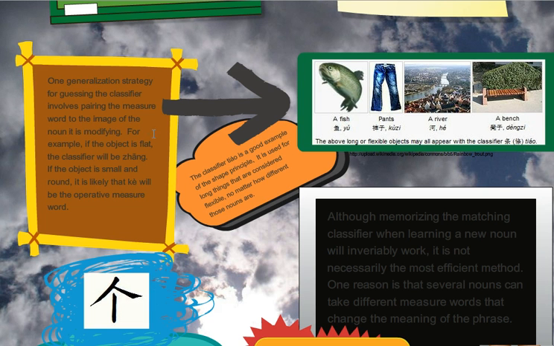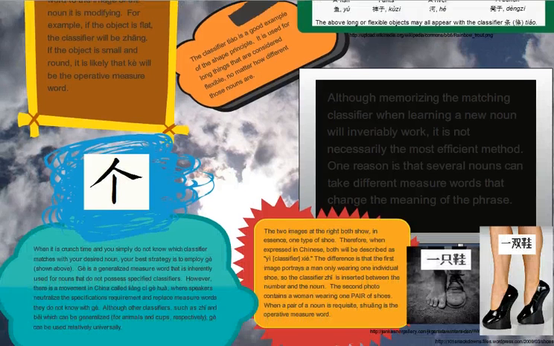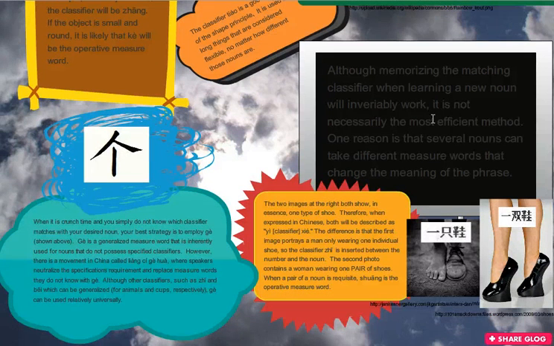Just like when you want to refer to a flat object, it doesn't matter if it means picture or bed, you're always going to use zhang. Ke is another one you use for small round objects. So if you have an object in a specific shape and you know the classifier that represents that shape, it might be beneficial to just guess based upon that.